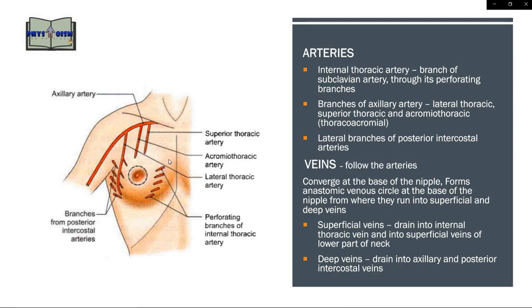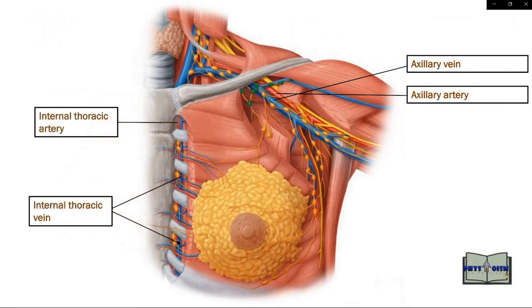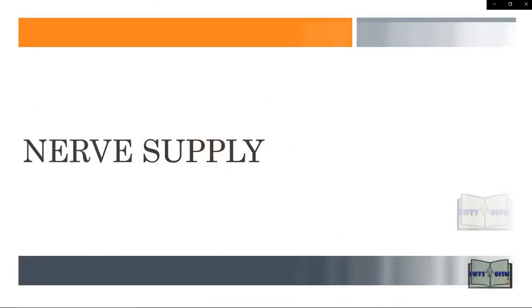So let's move on to the next. I'll show you in this image. See here, this is the axillary vein and this is the axillary artery. From here, we can see the deep veins running into this, as well as the axillary artery, where we can see its branches. And this is the internal thoracic artery, and this is the internal thoracic vein, and its branches you can also see here. Okay. So the next topic is nerve supply.